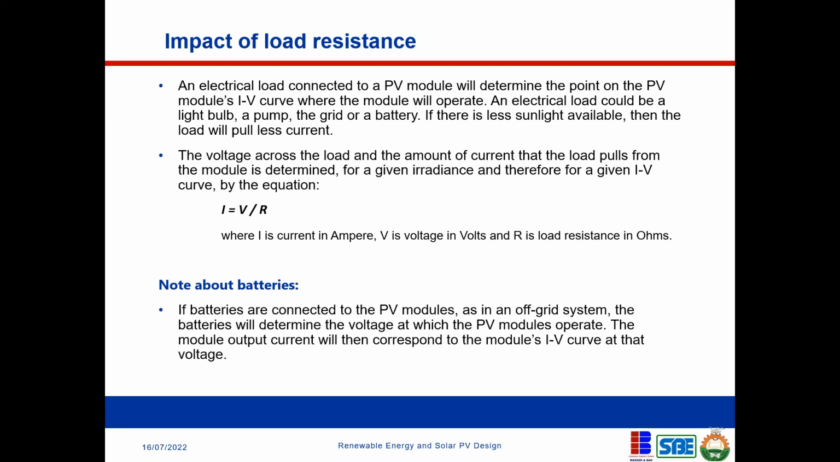So note that if batteries are connected to the PV modules, as in an off-grid system, the batteries will determine the voltage at which the PV modules would operate. Now, the module's output current would then correspond to the module IV curve at that voltage. So for most off-grid system applications, remember that we have batteries. It is those batteries that will determine the voltage at which the PV will operate on the IV curve, right?